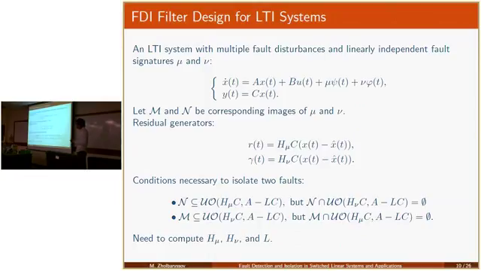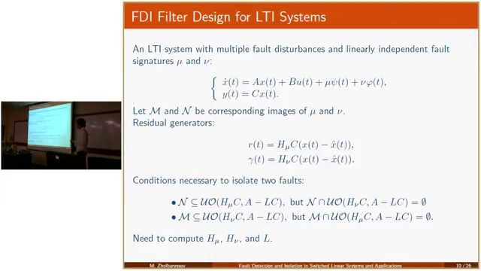In this scenario, we need two residual generators, such that each residual generator responds to exactly one type of fault and stays insensitive to the other fault disturbance. For example, here the fault psi should show up in R, but should not show up in gamma, and vice versa for fault disturbance phi. Mathematically, we can write these conditions to isolate these two faults in a straightforward way.